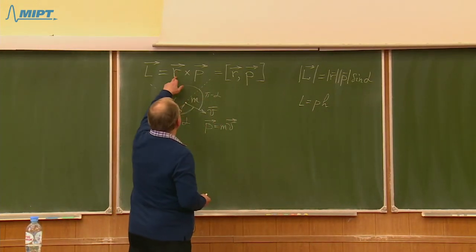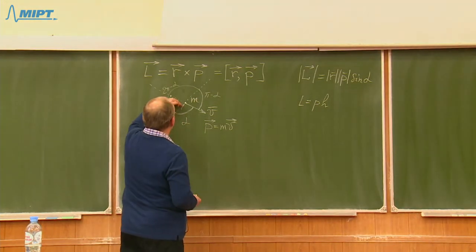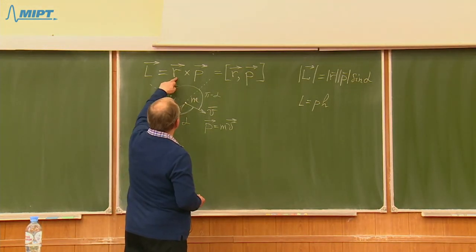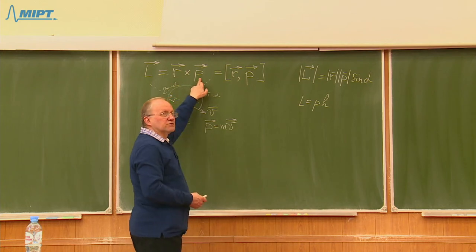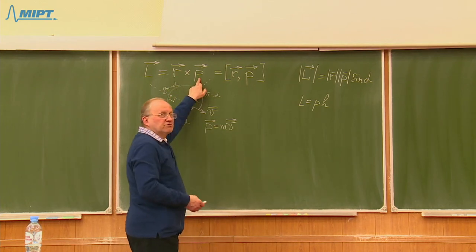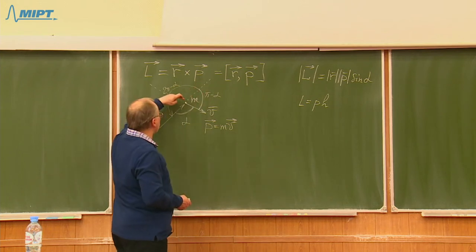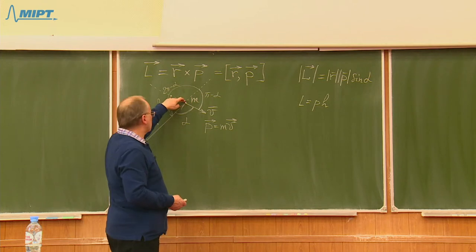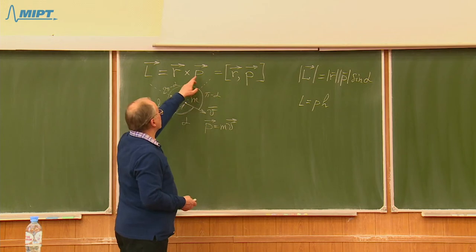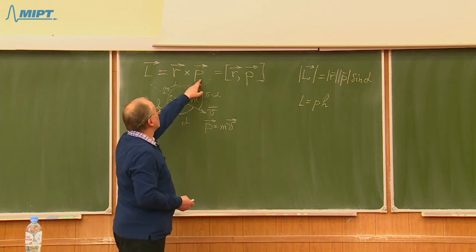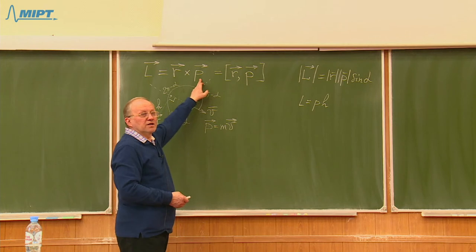which describes both the position of the body, which is vector r, radius vector r, and the momentum of the body. That is, its mass and velocity. Both quantities are involved. And both quantities, in general case, may be functions of time. So as this point mass moves, the radius vector may change, and the momentum, velocity of the body may change. So both parts of this product, in general case, are functions of time.